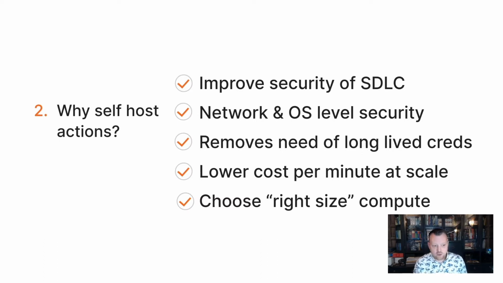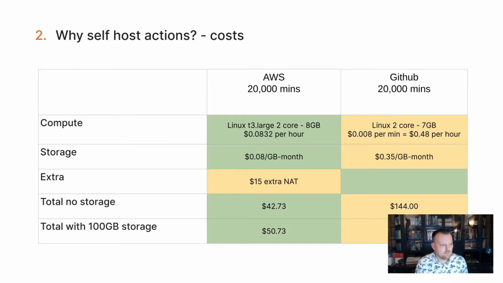Next, we can consider how we can lower the cost per minute at scale. So if you have a team or a large team or multiple teams using actions, moving them to self-hosted may actually reduce a lot of the operational costs. And then finally, we can look at getting the right size of compute for these actions. Long-running tasks can be much sped up by choosing and selecting bigger instances that are more suitable for the tasks in AWS.